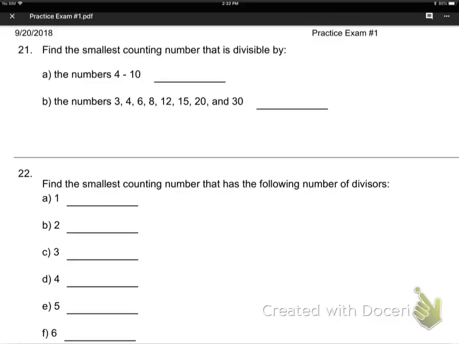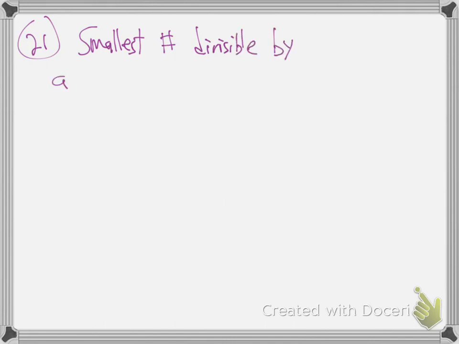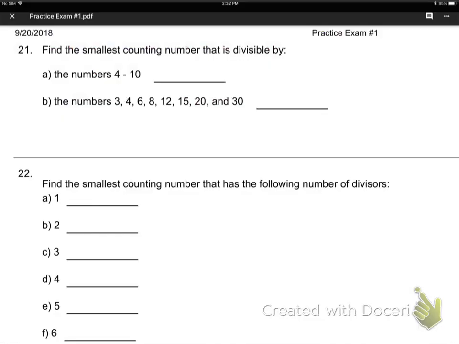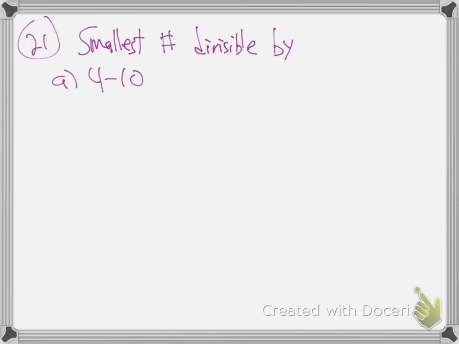That counting number divisible by numbers 4 through 10. So 21. Smallest number divisible by, part A, 4 through 10. Okay, so remember how this works? Did you catch this from last time? You basically write those numbers out, 4, 5, 6, 7, 8, 9, and 10. The numbers 4 through 10.